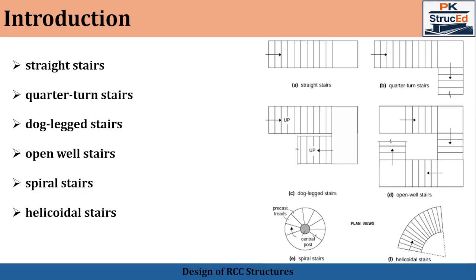Regarding the types based on the configuration of the staircases, they are divided as straight stairs, in which the flights are provided in a single direction. The second is the quarter turn stairs, in which the flights are provided at a 90-degree inclination. The third is the dog-legged staircases, in which the flights are provided at a 180-degree inclination. And finally, the open well staircases, in which the flights are provided at 90 degrees in all four directions. In addition to these conventional staircases, we also have special types of staircases called spiral stairs as well as helicoidal stairs.